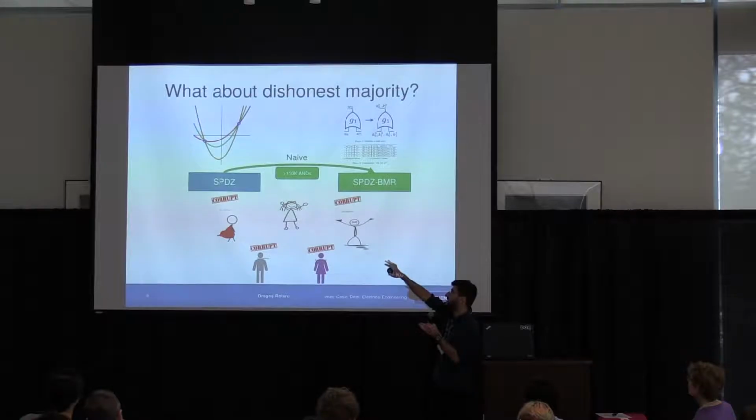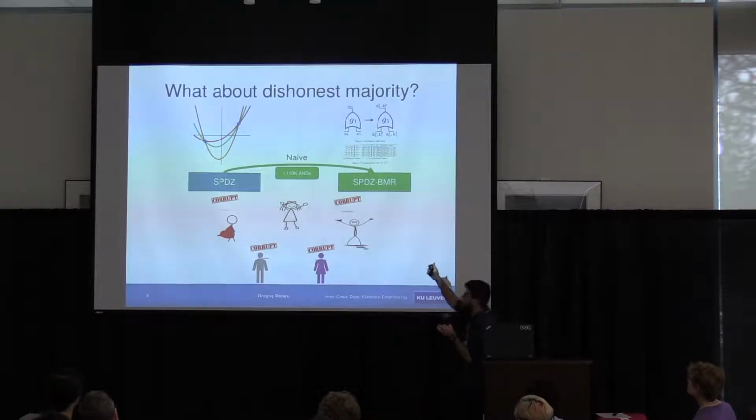So basically, there's a check in SPDZ, which is called the MAC check. If we do that in the garbled circuit, then we can take a share in the arithmetic sharing, a share in the secret sharing, and transfer it to the garbled circuit by just doing the MAC check inside the garbled circuit. This is the straightforward, naive way to do that.